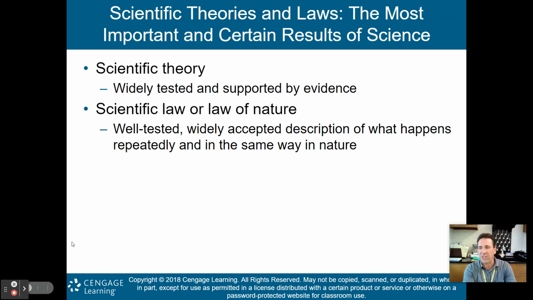So, scientific theory, just a couple of terms. This is a widely tested and evidence-supported theory. If it becomes a scientific law or a law of nature, that's a well-tested, widely accepted description of what happens repeatedly, over and over again, the same way in nature. So I would argue a scientific law or law of nature would be a bit above a scientific theory, meaning we're pretty darn sure that the law is accurate because we see it going on over and over and over again somewhere in nature.